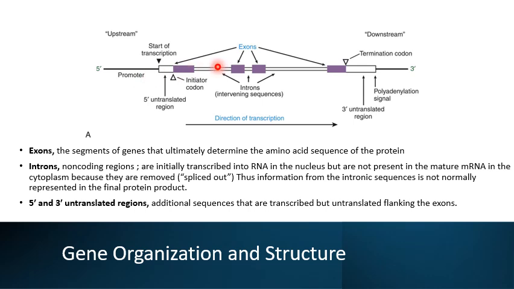Then in each gene we have what we call a 5-end untranslated region and a 3-end untranslated region that are transcribed but untranslated.